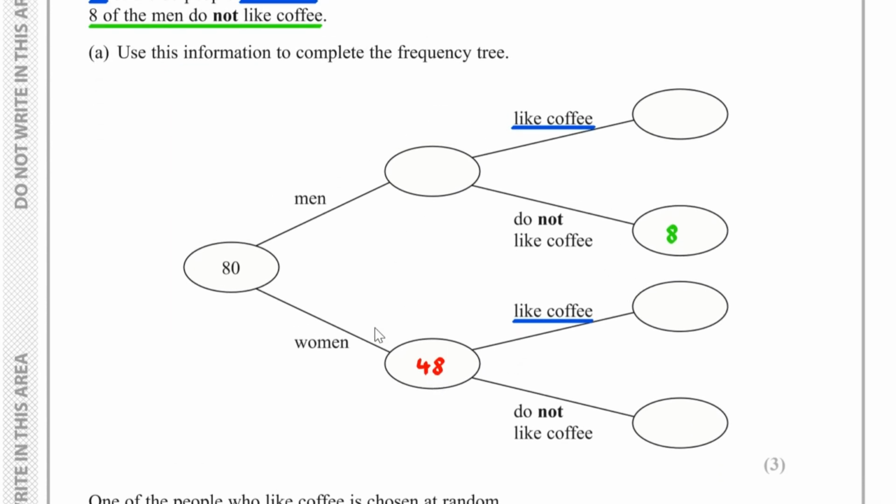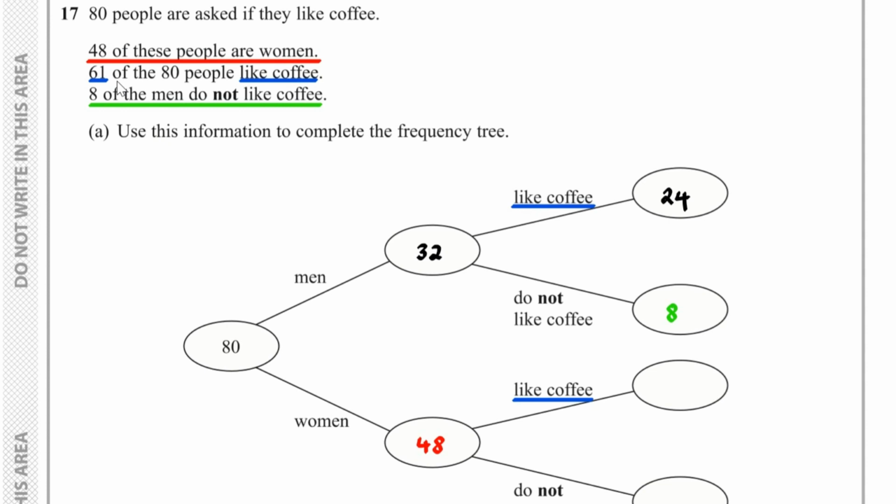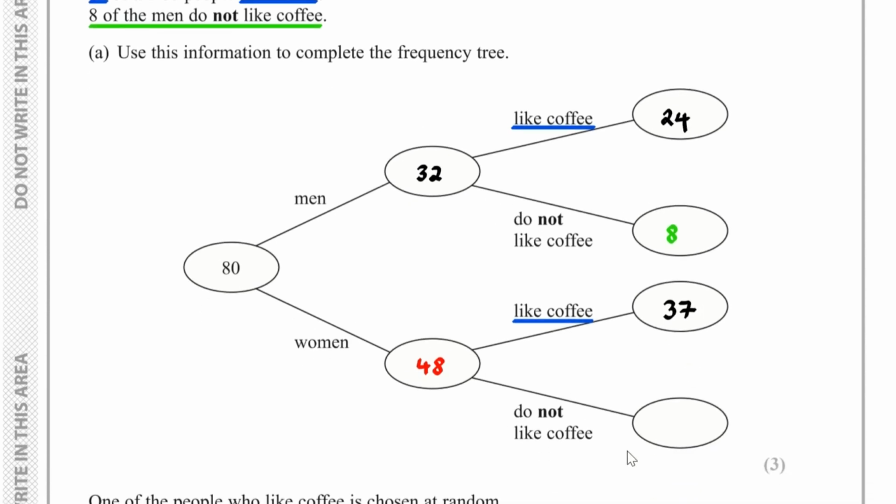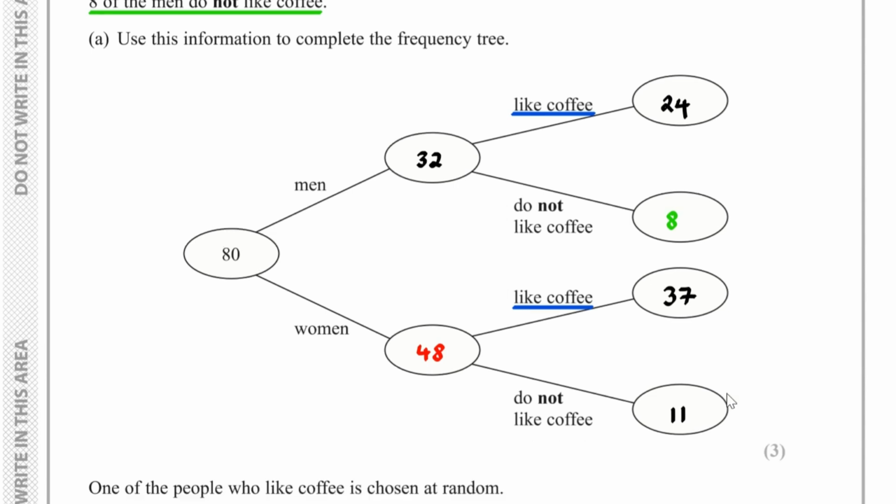So the total number of men, 80 take away 48, that's 32. So we've got 32 men in total. And if 8 do not like coffee, that means 24 like coffee. Now, the total number of people who like coffee equals 61. So 61 take away 24 is 37. So we've got 37 who like coffee. And if I've got 48 women in total, 37 of them like coffee, which means 11 of them do not like coffee.